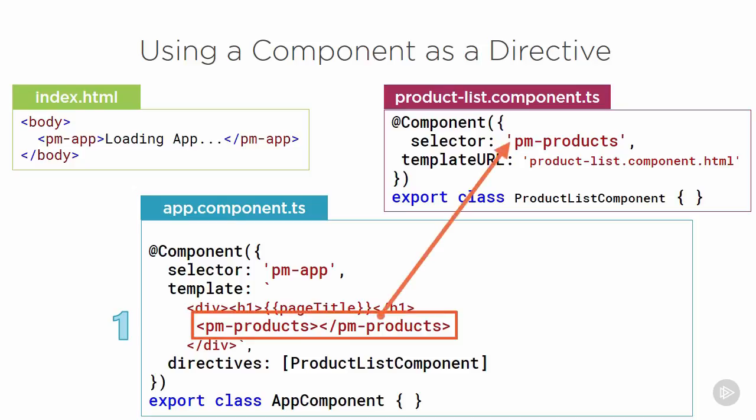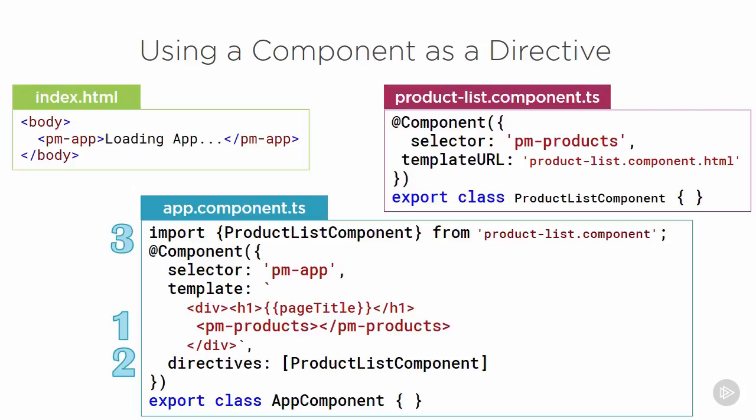PM Products is defined as the selector associated with the product list component, so we define the product list component here in the directives array. This is step 2, to identify the component for each directive that is used in the template, and add that component to the container's directives array. And how does the module loader know how to find the product list component? If you said import, you are right. Our third step is to add the import for the product list component. And that's it. These are the 3 steps required to use a component as a directive in any other component.